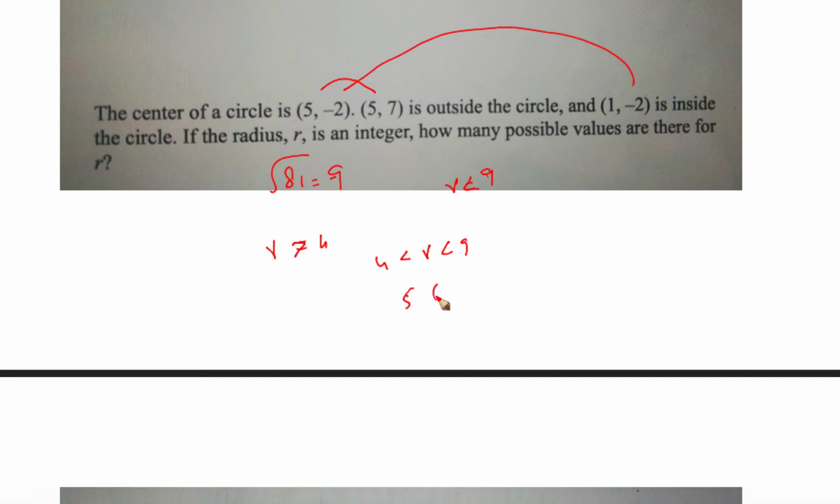It can be 5, 6, 7, 8. So if it is asking how many possible values, there are 4 values that we will consider. Now again here I have the logic, I know the distance formula, so I have to move a step further by using this information. Okay, I hope it is clear.